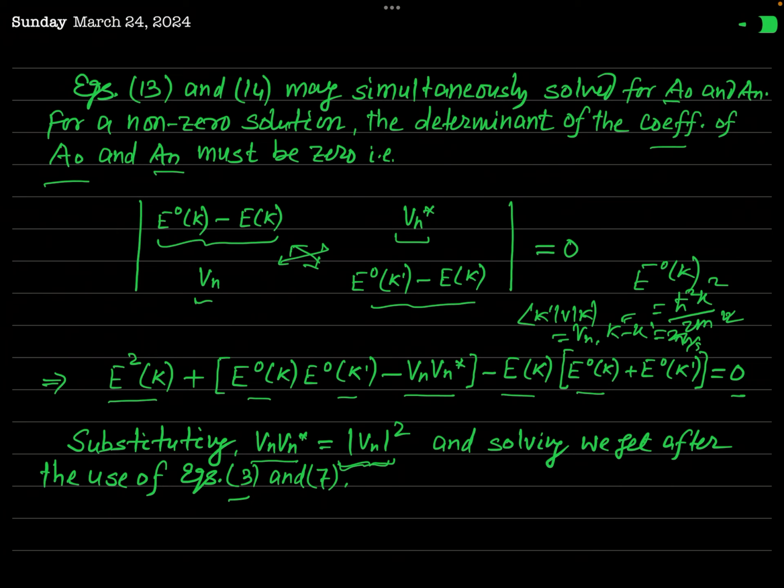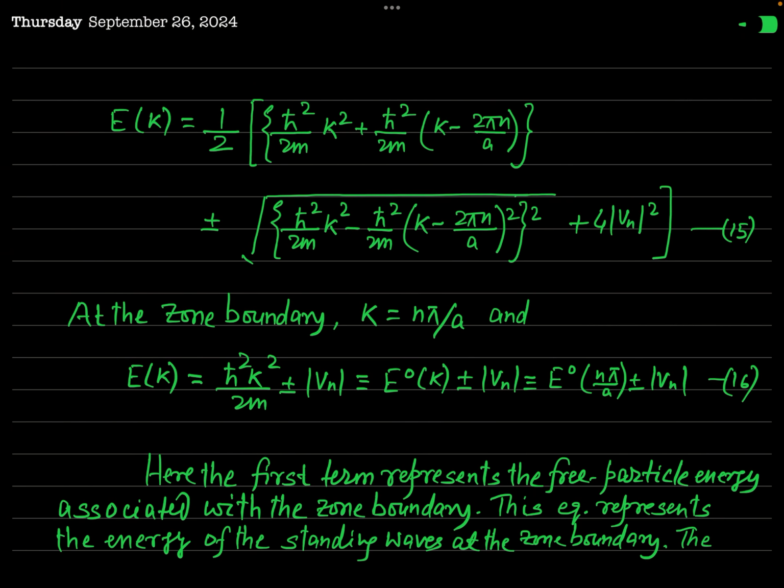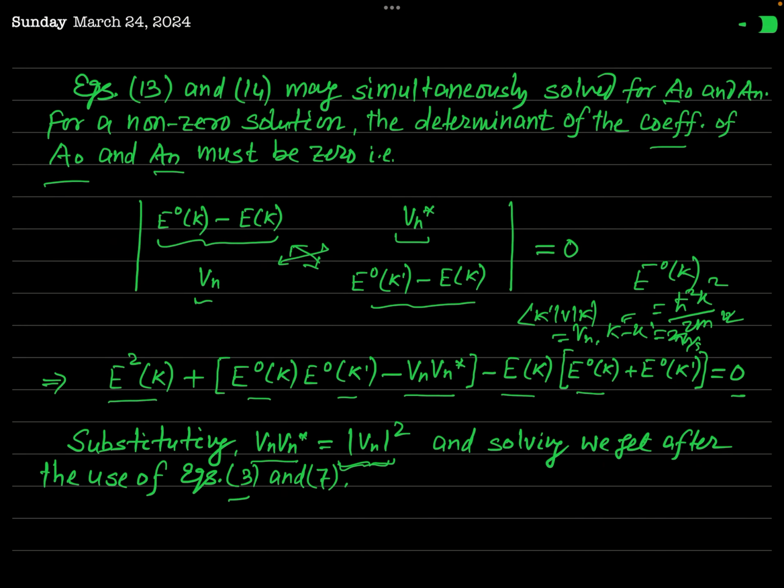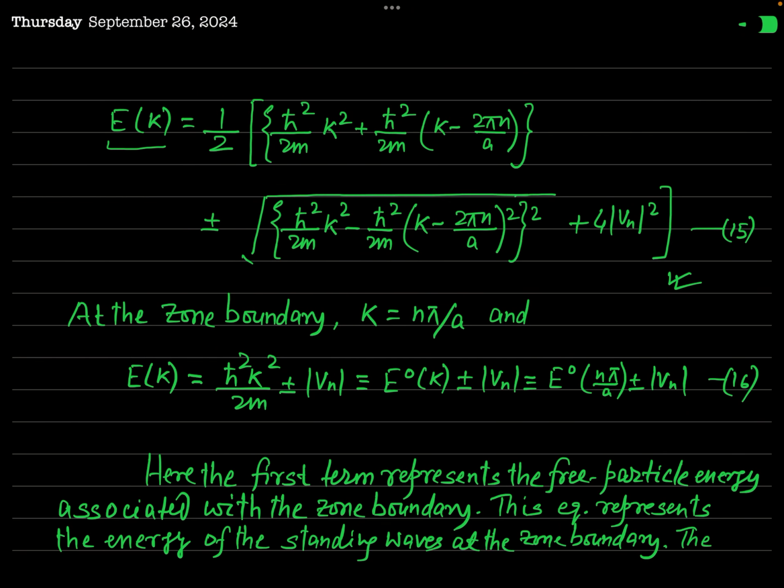Using these two results in this quadratic equation and finding its roots, we will get that this E of k is equal to this much. You can note it down. So these are actually the roots of that quadratic equation. But here, instead of this e naught of k, h bar square k square over 2m has been written. And in place of this Vn square, the expectation value has been written. Okay. So we get this value of E of k. But you know, at the zone boundary, k is equal to n pi over a. So if you want to find the value of this E of k at the zone boundary, then you have to substitute n pi over a instead of k.